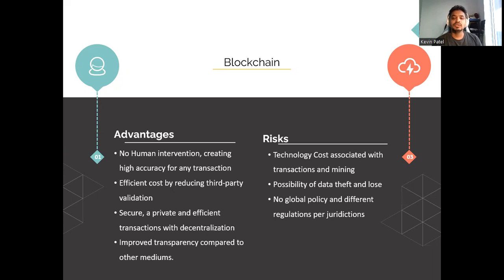Finally, there is no global policy or regulation in place. Every country and region has different policies. For example, it is legal to trade cryptocurrency in the US. However, back in my home country, India, trading of cryptocurrency is illegal. So with the same technology, same globe, but different treatment according to the geography.